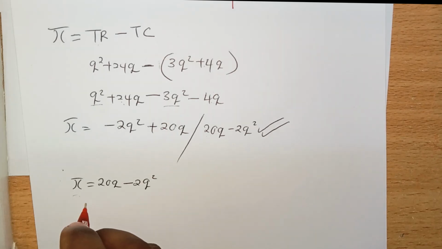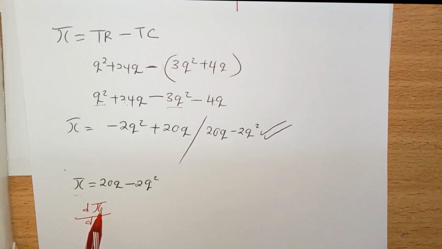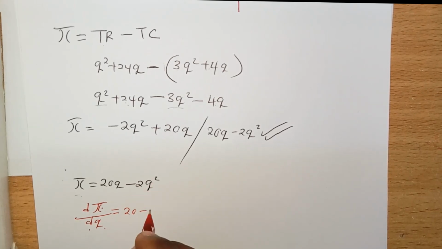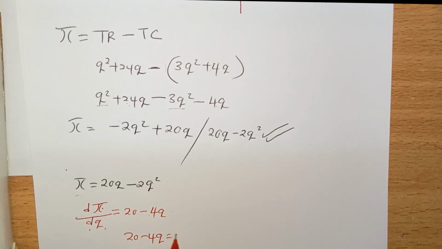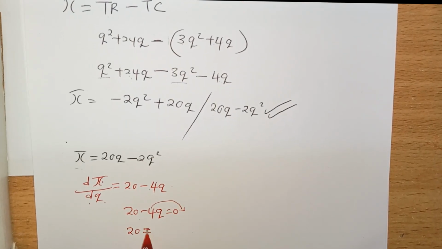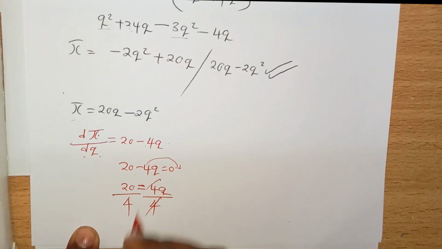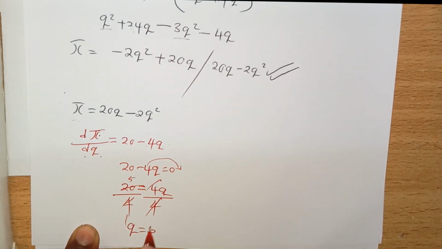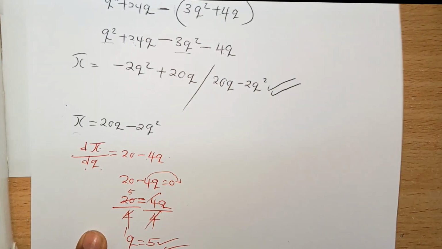So it is the same as saying d pi divided by dq, or differentiating profit with respect to the number of units produced and sold. You are going to get 20 minus 4q. And for us to get the quantity that maximizes profit, you need to equate this function to 0. So this is 20 minus 4q equals 0. You take the 4q to the other side, so 20 equals 4q. You divide by 4 so that you can get this unknown: 20 divided by 4 is 5. So q equals 5. This is the quantity that maximizes profit.